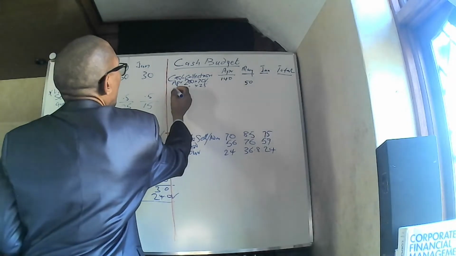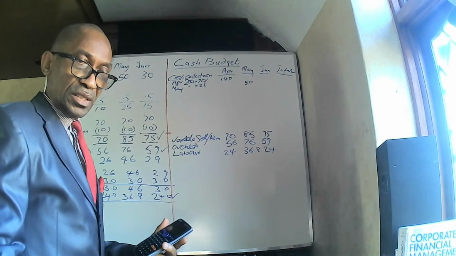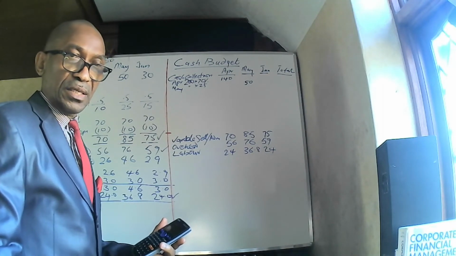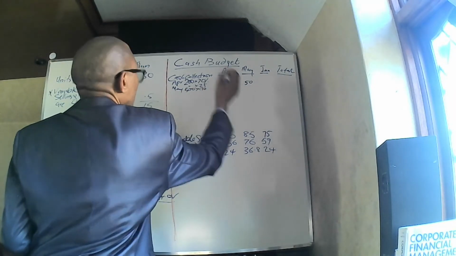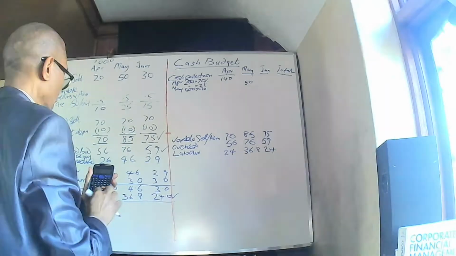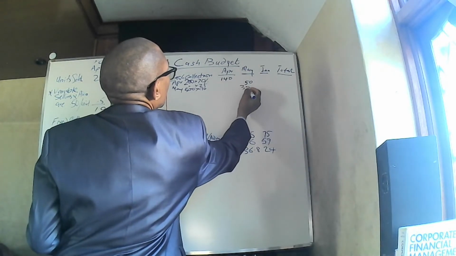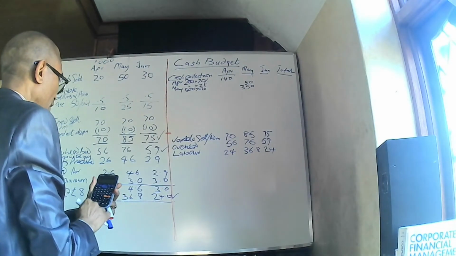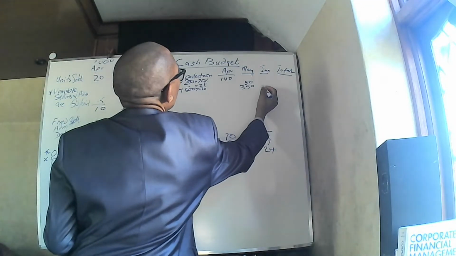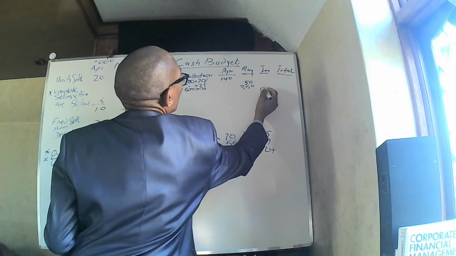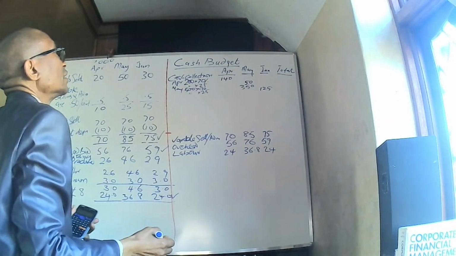So we now go again for the May sale. Let's check quickly. May sale is 500 times 70% again in the month of May. So 500 times 0.7 will give you 350 collected in May. 500 times 0.25, 125 in June. And then the balance is lost.